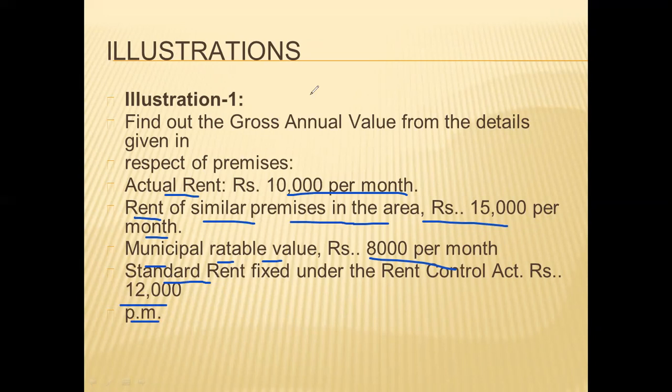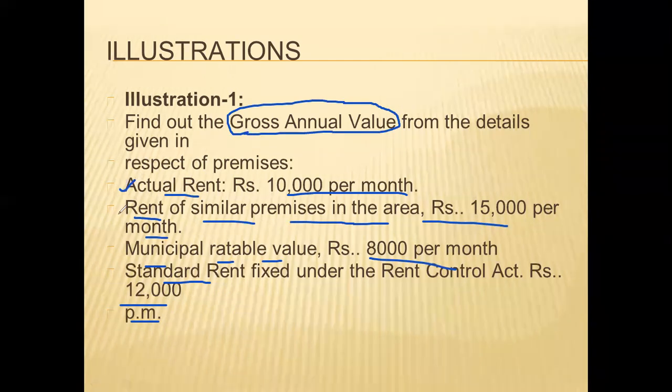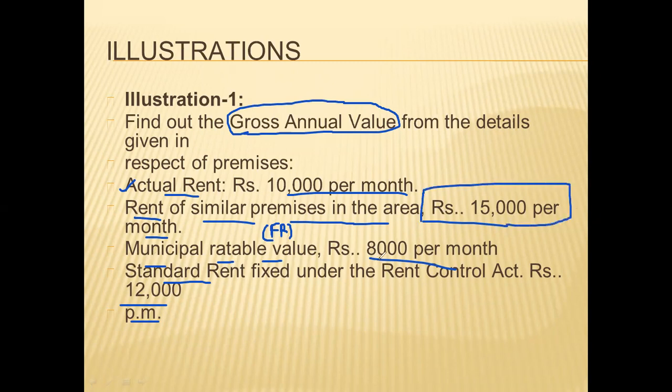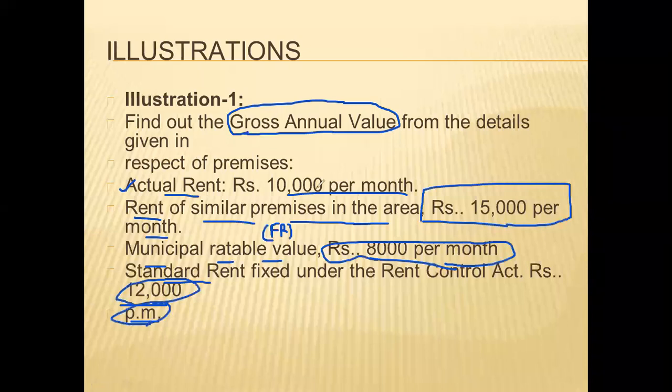So what do we have to calculate? We have to calculate the gross annual value from the details given below. Actual rent is given. Rent of the similar premises means fair rent. Already we have understood, no? Whatever rent is prevailing in your area for the similar premises, that will be fair rent. Municipal value is given 8,000 per month. Standard rent is also given 12,000 per month. So using this data, we can easily calculate the gross annual value.